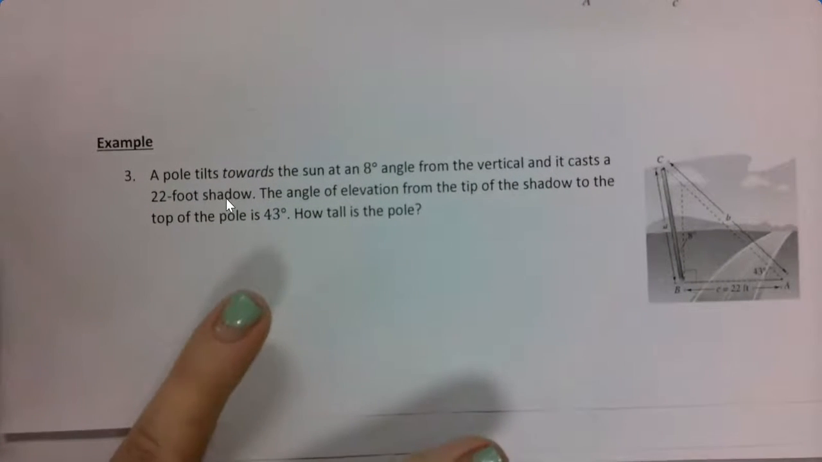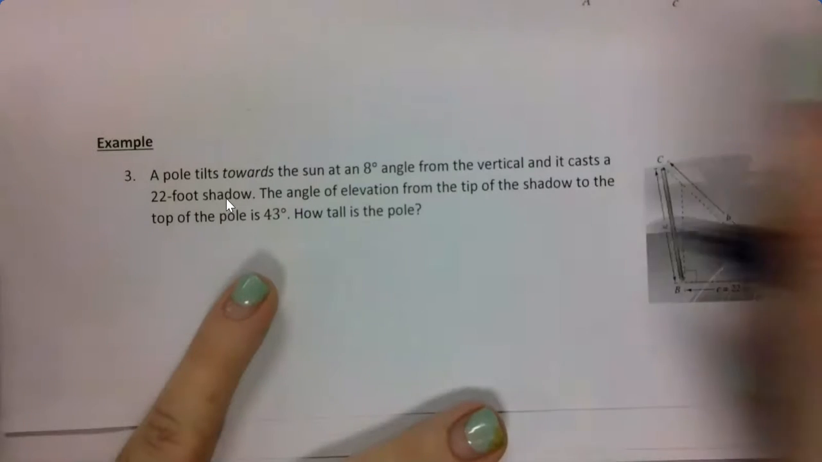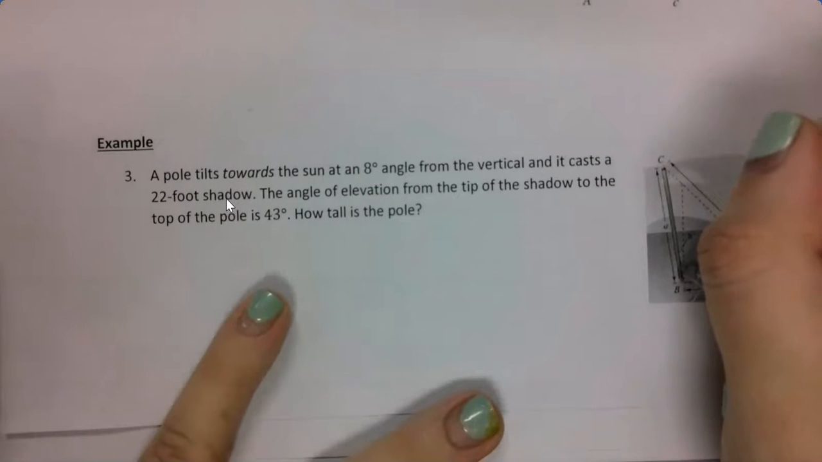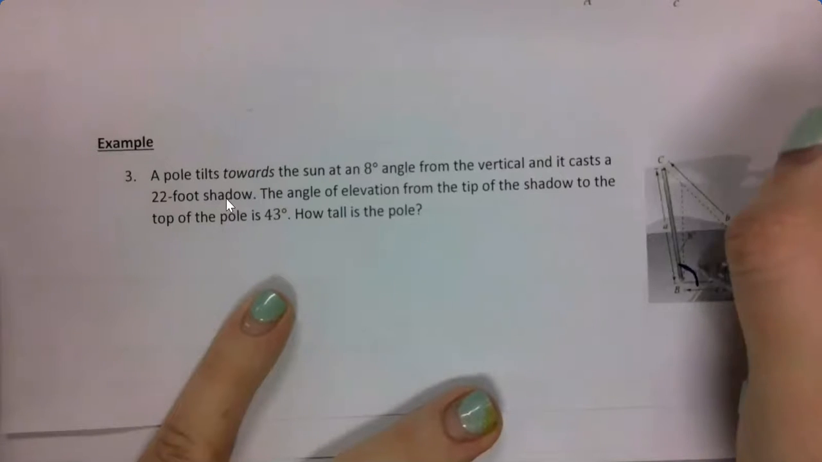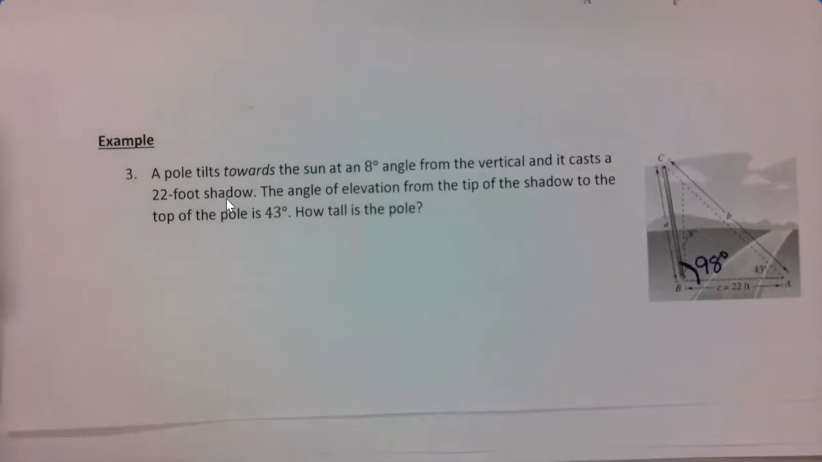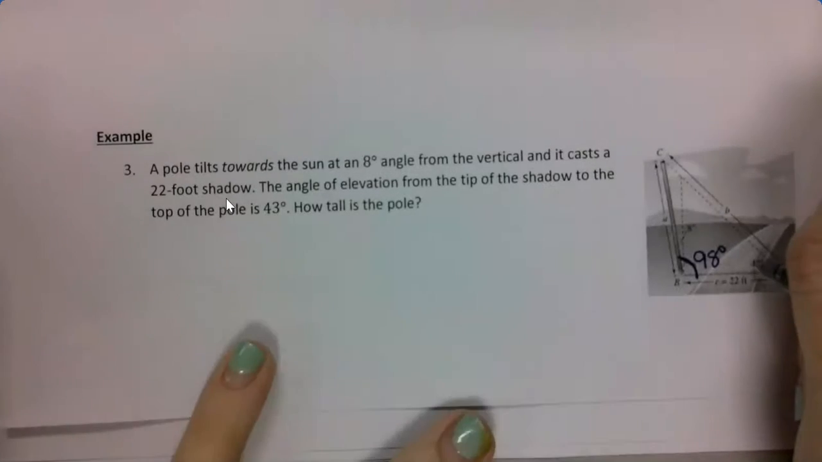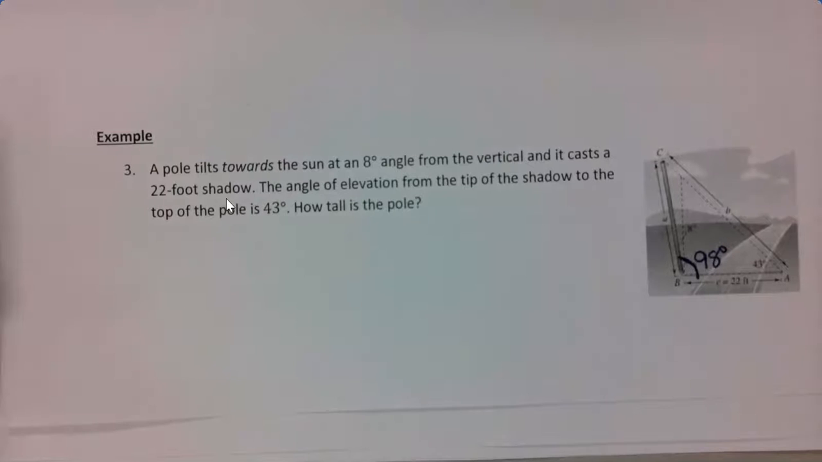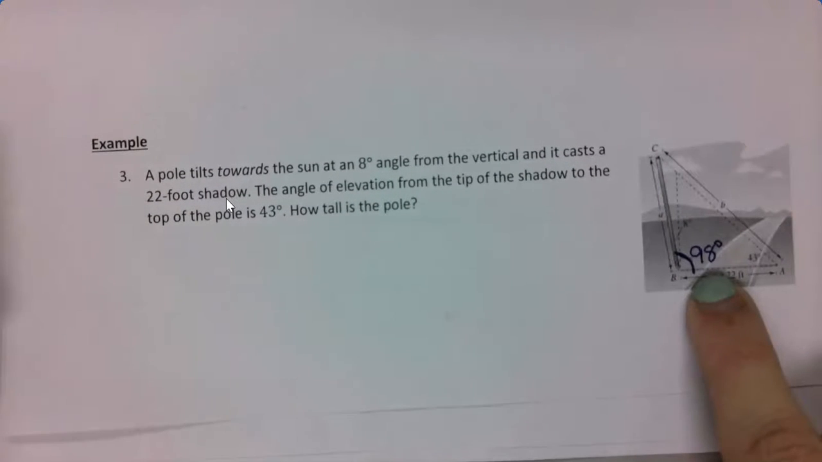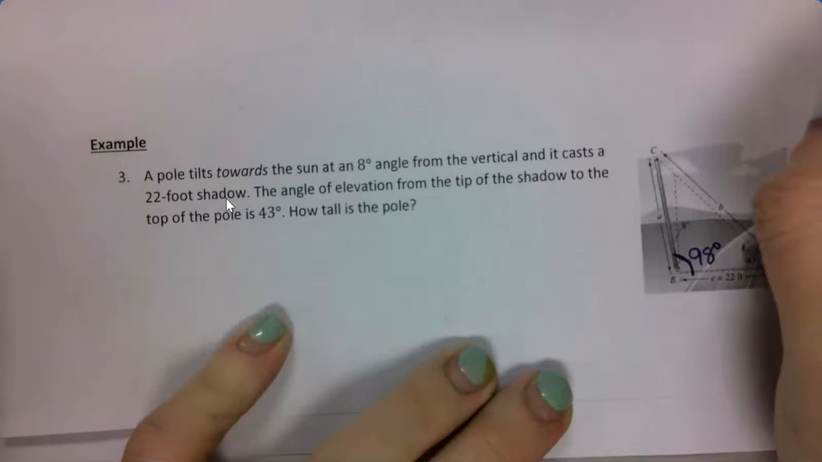Okay. So, number 3, it's almost the same thing. It gives us this picture. It says it's pointing towards the sun, so that means it is more than 90 degrees. And it says from an 8-degree angle, so this whole angle right here is 98 degrees. It says the angle of elevation from the tip of the shadow to the top of the pole is 43 degrees. So right here is 98 degrees because you have the 90-degree angle and then it goes 8 more degrees towards the sun. And then 43 degrees is this one right here.